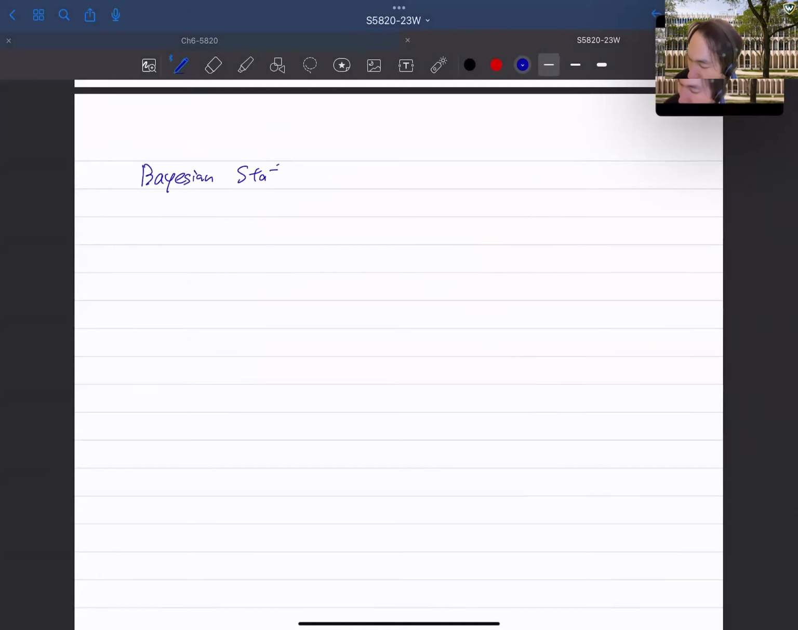Bayesian statistics means that we have some prior information on a parameter, for example, beta j. So beta j follows, for example, normal 0, 1. And this is the so-called prior distribution. The density is f of beta j. So this is the prior distribution.